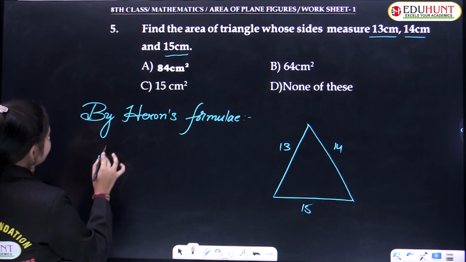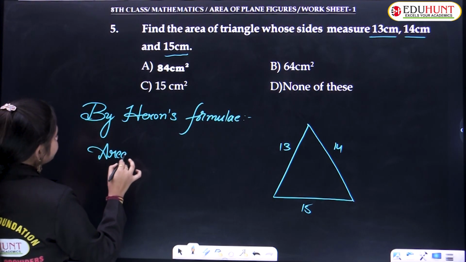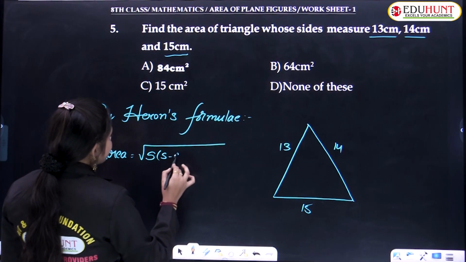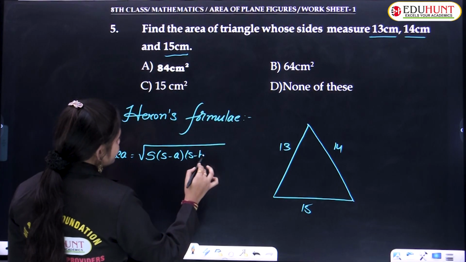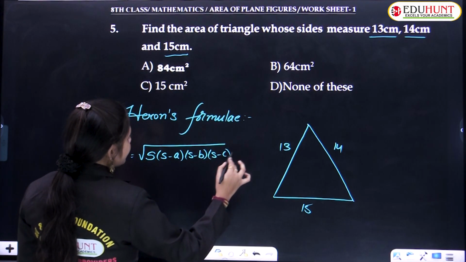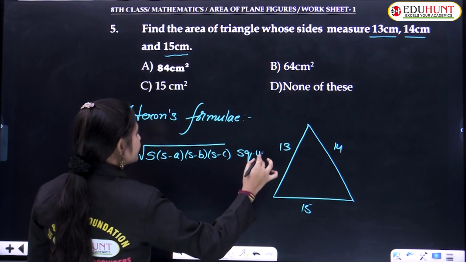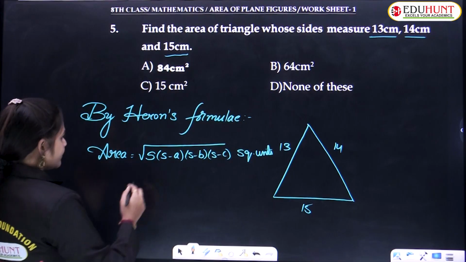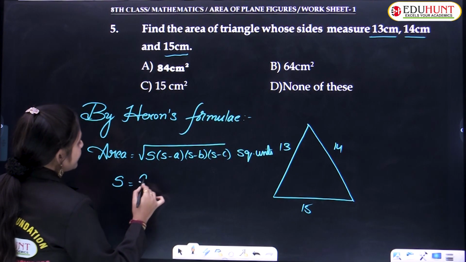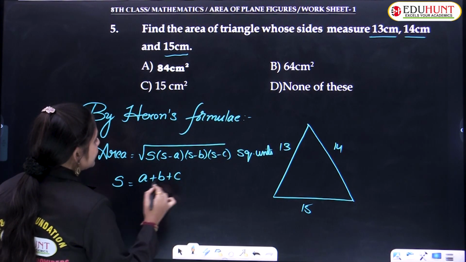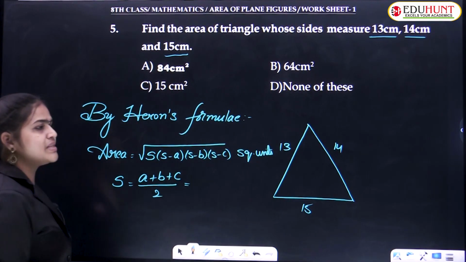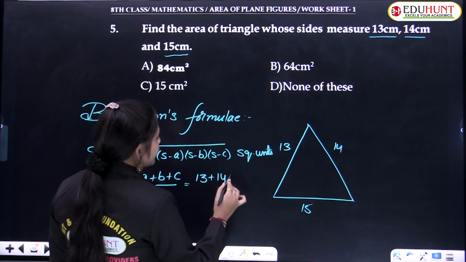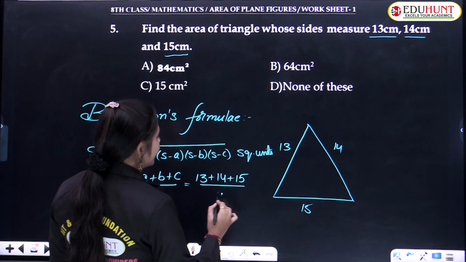What is Heron's formula? Area of a triangle is equal to the square root of S into S minus A into S minus B into S minus C square units. Here S is equal to the perimeter by 2, that is A plus B plus C by 2. A, B, C are nothing but the measurements only. So that's why here 13 plus 14 plus 15 whole by 2.